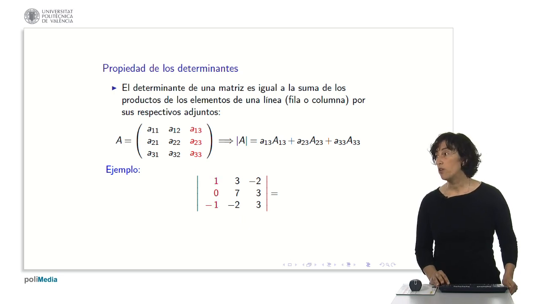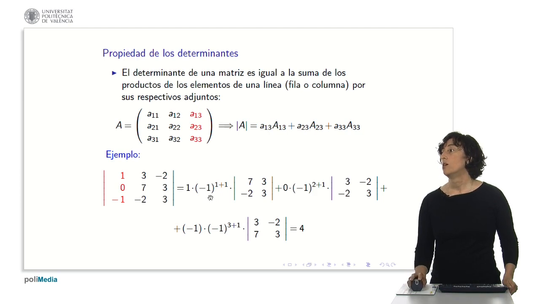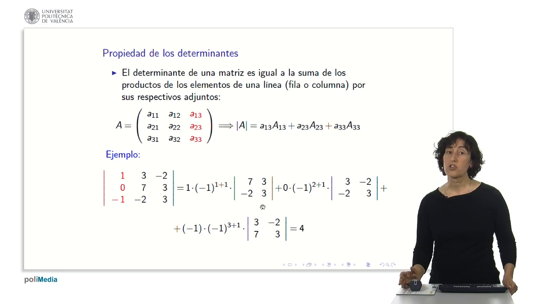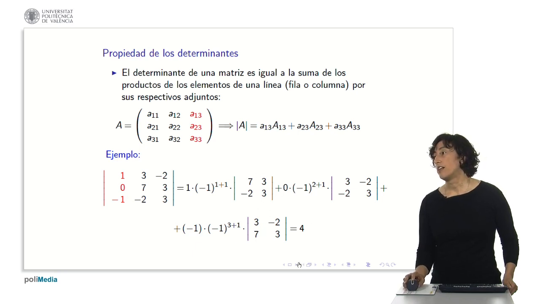If I choose that column, for example, and develop by adjoints, I already have to calculate 1, 2, and 3 determinants 2 times 2, which are, in theory, easier. And also, since this is multiplied by 0, because one of the elements is 0, I would not even have to calculate it. The more 0s there are, the better, since we have to calculate less.